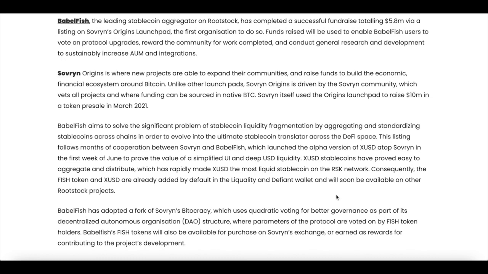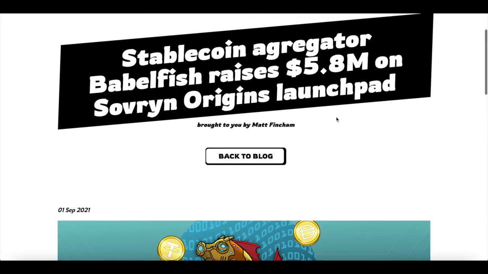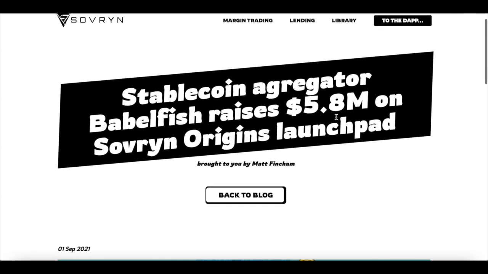Sovryn Origins is where new projects are able to expand their communities and raise funds to build the economic and financial ecosystem around Bitcoin. Unlike other launchpads, Sovryn Origins is driven by a sovereign community which vets all projects and where funding can be sourced in native BTC. Sovryn itself used the Origins launchpad to raise 10 million in a token pre-sale in March 2021. So once again, this is some more big news for the Sovryn ecosystem.